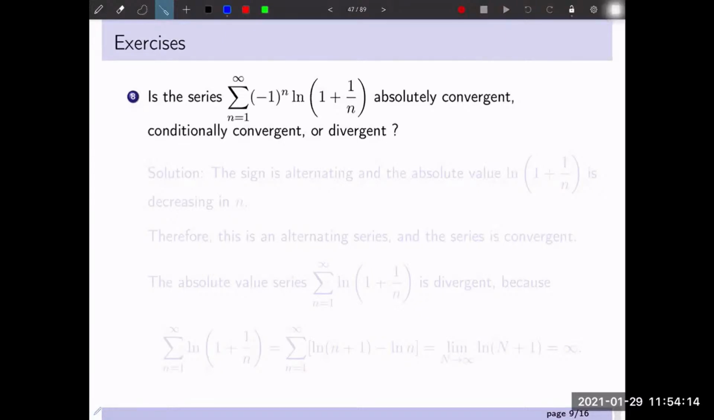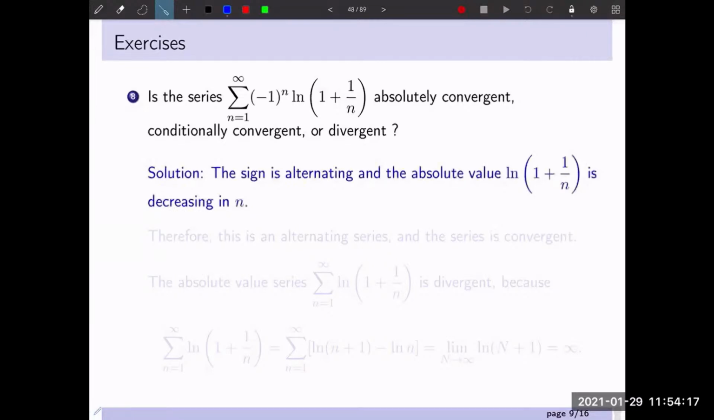So this is an alternating series, right? Of course, the sign is alternating. You have negative 1 to the power n. The question is whether this is a decreasing function. So you should examine here. When n increases, 1 over n decreases, right? When 1 over n decreases, log of 1 plus 1 over n decreases. So really, this is a decreasing function in n. So the series is convergent. As an alternating series, it is convergent.